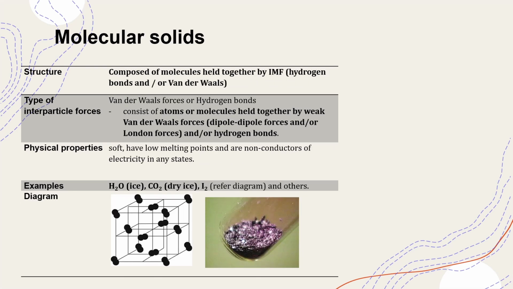For molecular solid, the structure is composed of molecules or atoms held together by intermolecular forces such as hydrogen bond and van der Waals forces, or just the van der Waals forces. Hence, the type of interparticle forces will be van der Waals forces or van der Waals forces and hydrogen bonds. For molecular solid, the physical properties include soft, low melting points, and non-conductors of electricity in any states. Examples of molecular solid include ice, dry ice, and iodine, as shown in the diagram.